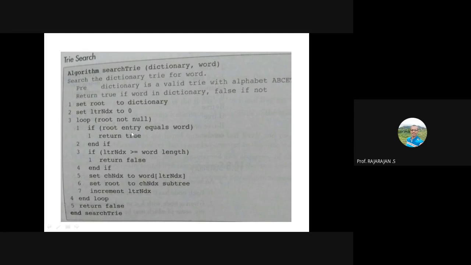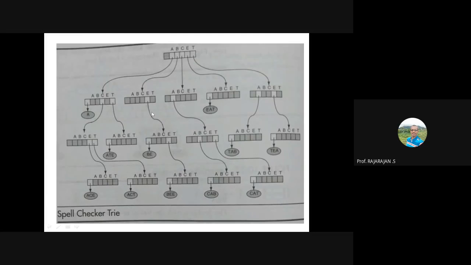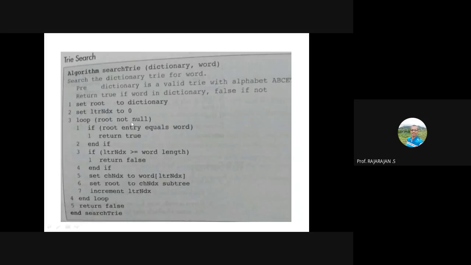See, whichever node you are currently in is called the root. It's not about the root that is only the first root. For example, initially when you start the search, this is treated as a root. From here, if you come to this node, now this becomes the root. So at every level, the current node is treated as a root. When you want to search for ACE, the moment you reach this particular node, this condition will be true. Root is equal to word. So it will return true. Otherwise, you will have to search further.